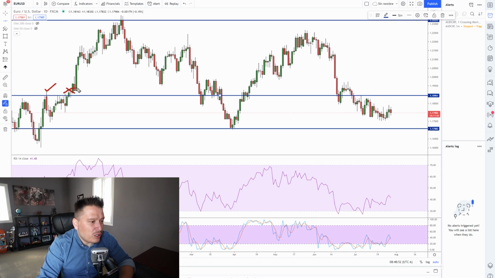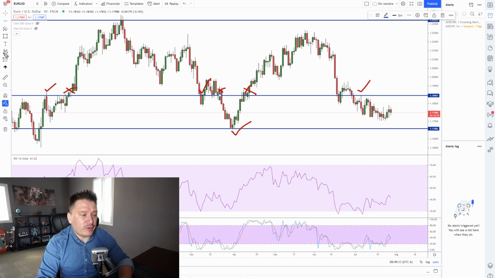It got broken here. Then it's slightly respected here. Then it broke right here. But then this one became a good support line. Then it broke right here and it became a support line as well. And so on. Got respected right here.